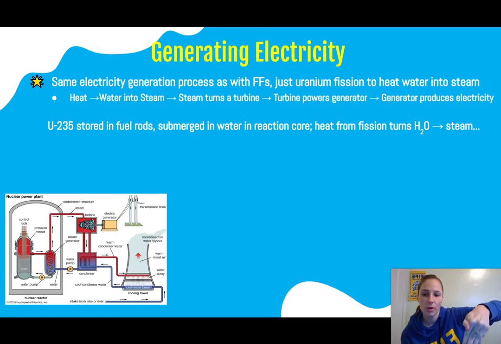Now, when these rods go into the water, these fuel rods get super hot because they have this nuclear fission occurring. And so that's going to heat up the water, which is going to release steam, which, as you see, then goes into the turbine, to the generator, to the transmission line.